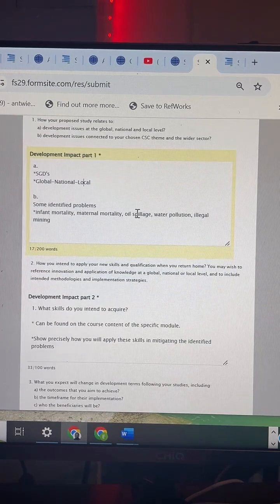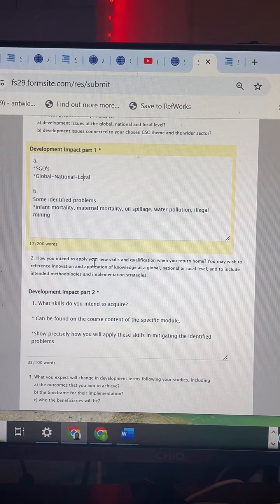And so this candidate will now go ahead. So this covers development impact 1, part 1.